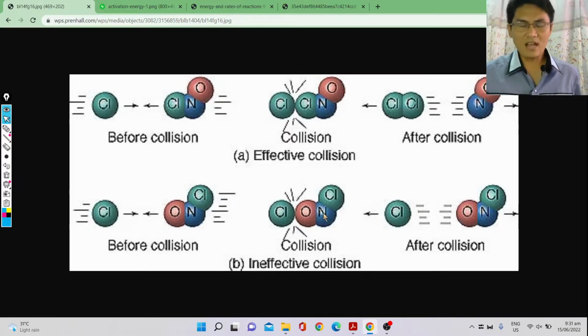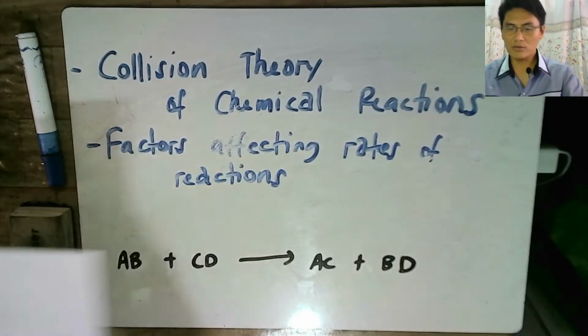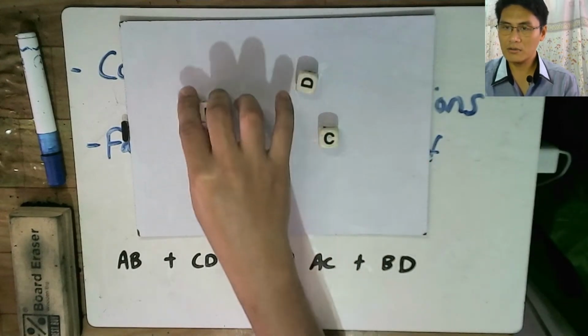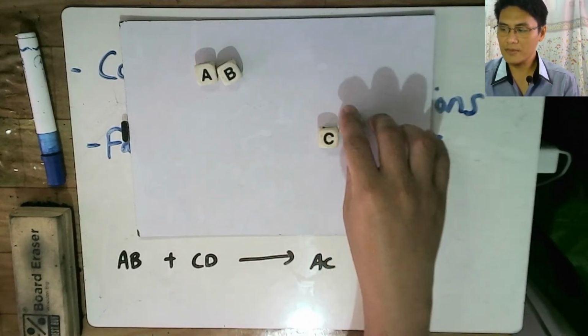So what can we take from this concept, from this assumption? Well, that there are special configurations, special arrangements in the collision that allow for the creation of new products, and sometimes other collisions do not allow for that, right? So to illustrate this further, let me go back to my illustration here, and let's go back to our reactants, which are AB and CD.